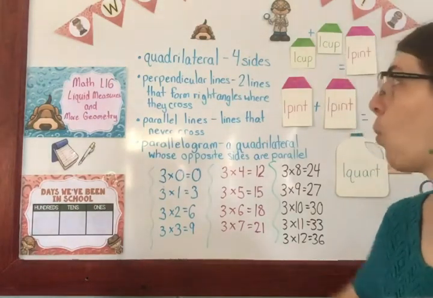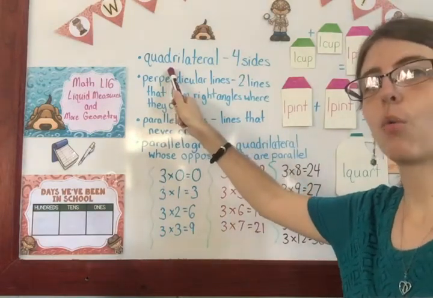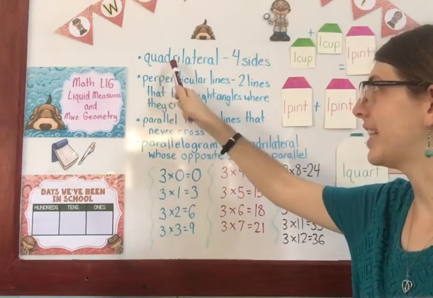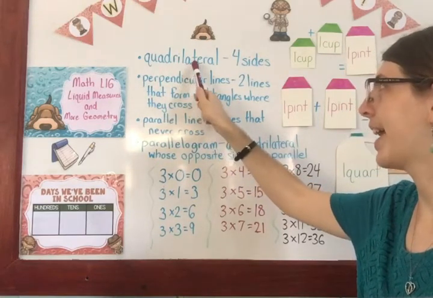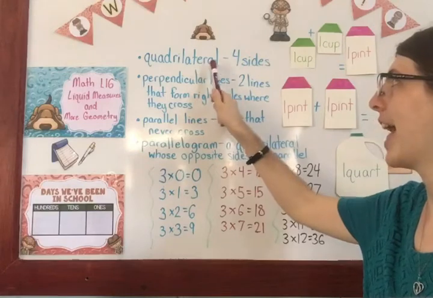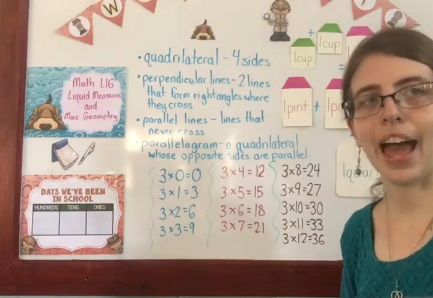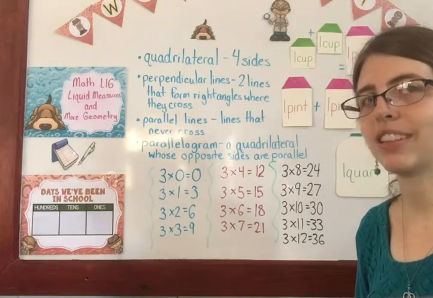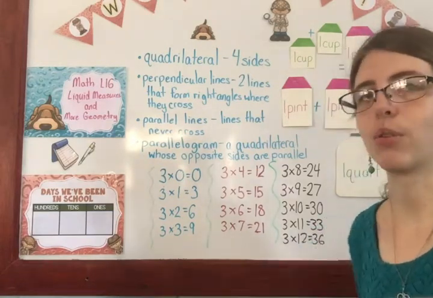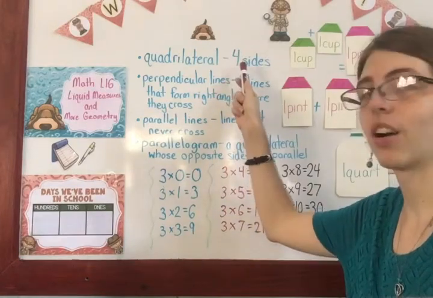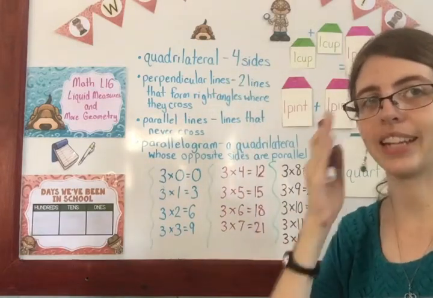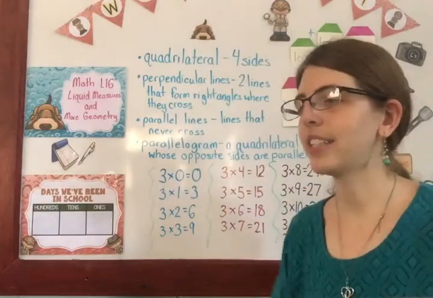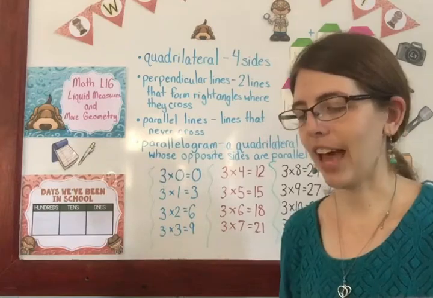That is quadrilateral. Quadrilateral. That's a big word, right? Did you say it with me? Quadrilateral. A quadrilateral is just a shape that has 4 sides. Any shape with 4 sides. It does not matter as long as it has 4 sides and only 4, it is a quadrilateral.